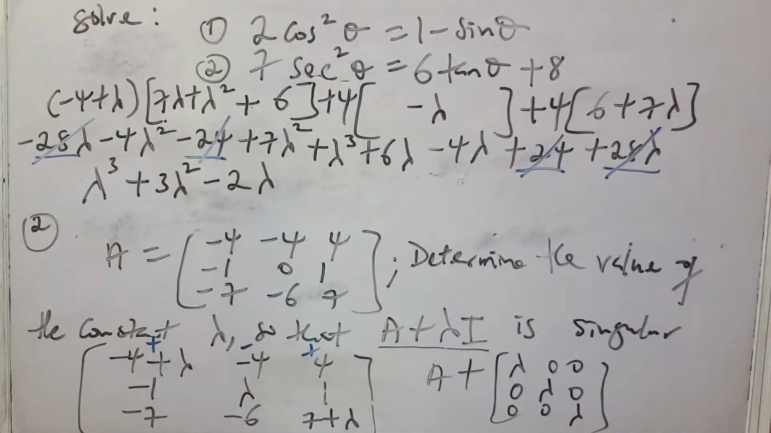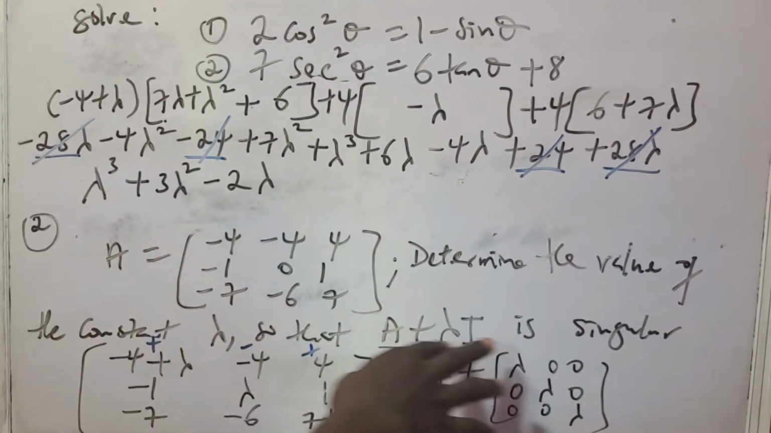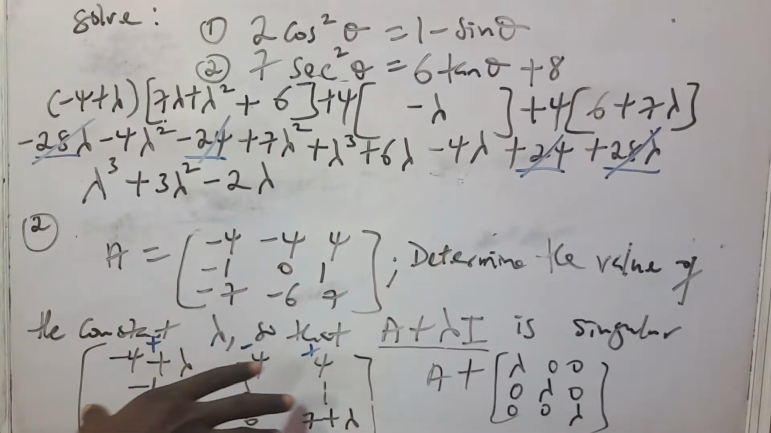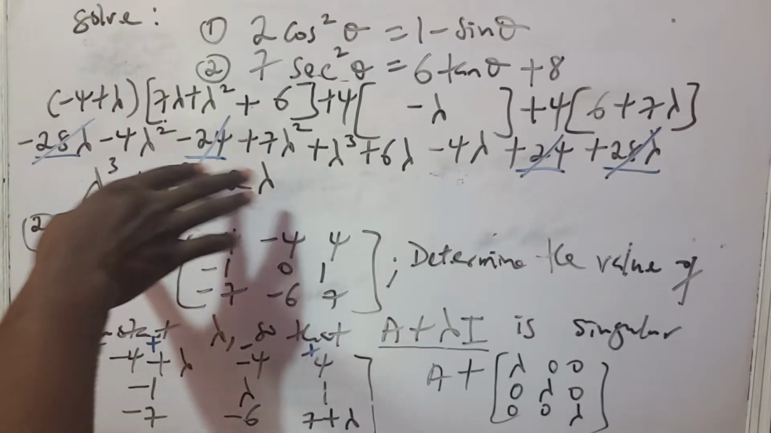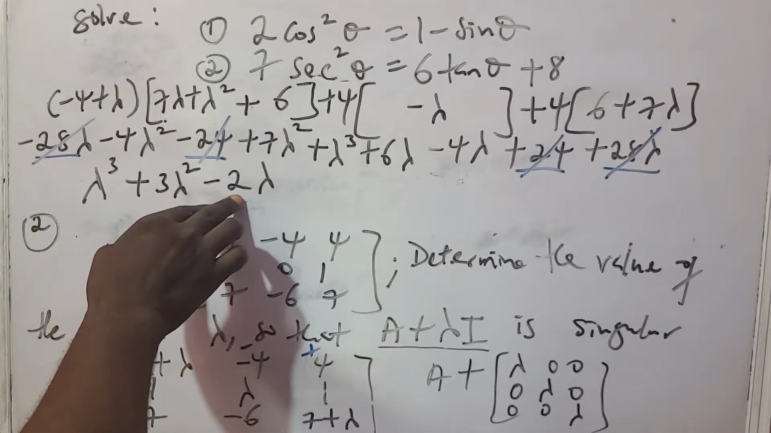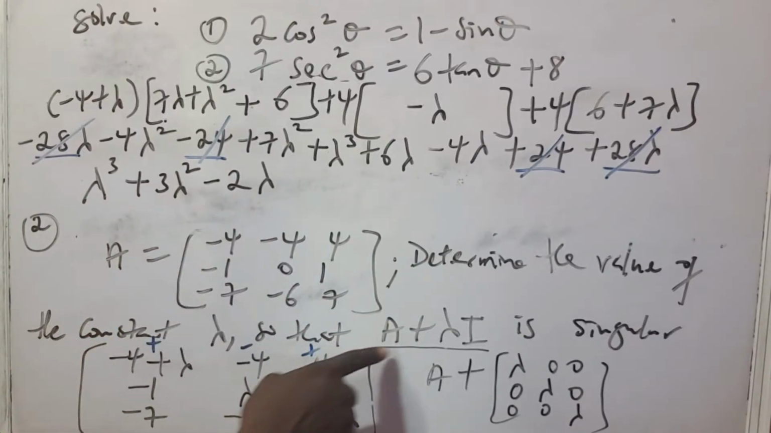Now do not forget that because I wrote the expression here, this is singular. Don't forget, what we're doing right here is just the determinant of this expression. The A plus lambda I, this is the determinant. What we have done now, this lambda cube plus 3 lambda square minus 2 lambda, is the determinant of A plus lambda I.